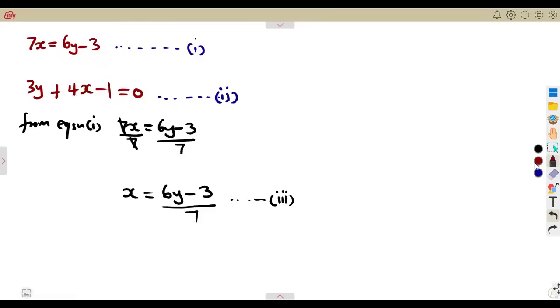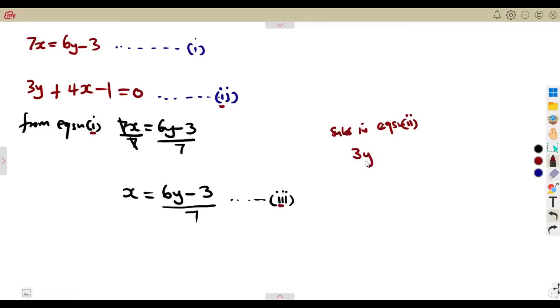So by the substitution method, remember, you are going to substitute into the other equation, not equation 1, where you made x the subject, because remember, you made x the subject from equation 1. So you're going to substitute in equation 2 whatever we have here in equation 3, in place of x.